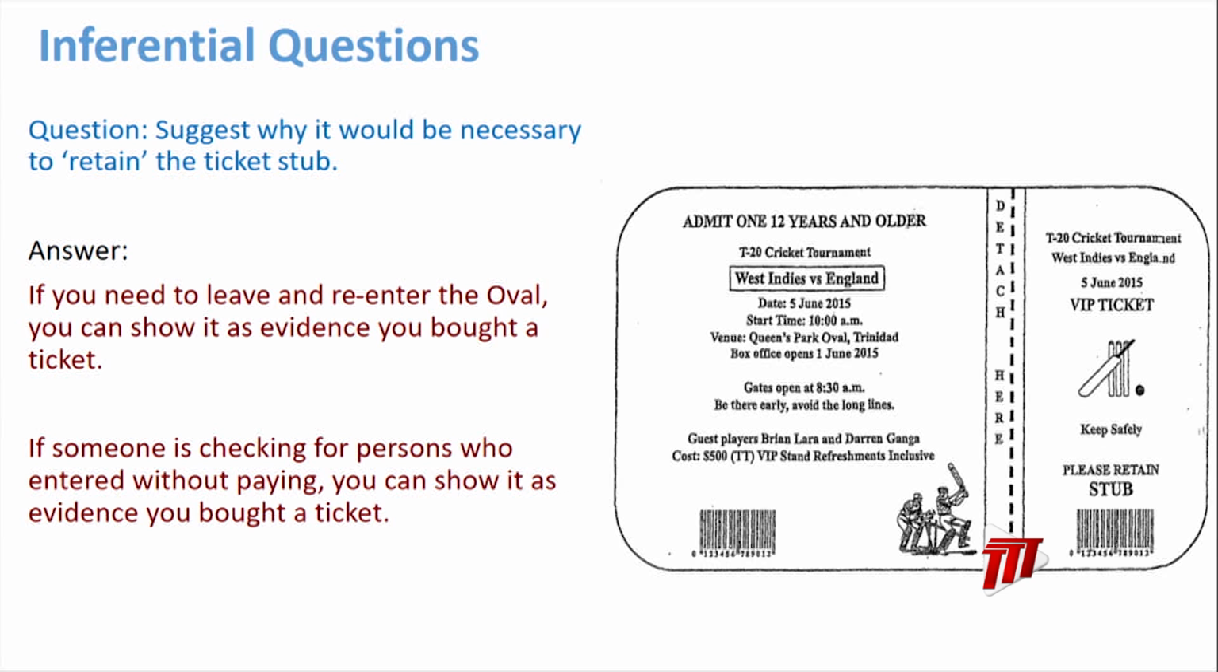So an alternative answer to this question would be: if someone is checking for persons who entered without paying, you can show it as evidence you bought a ticket. I'll read it again. If someone is checking for persons who entered without paying, you can show it as evidence you bought a ticket. In this case, both answers would be correct. Both answers would be valid answers. And you are only asked to give one. So remember, when you're giving your answers, only give the amount of answers to the question that you are asked to give. Do not give more than you are asked, and try not to give less than you are asked, because if you do, then you would not get full marks for the question.